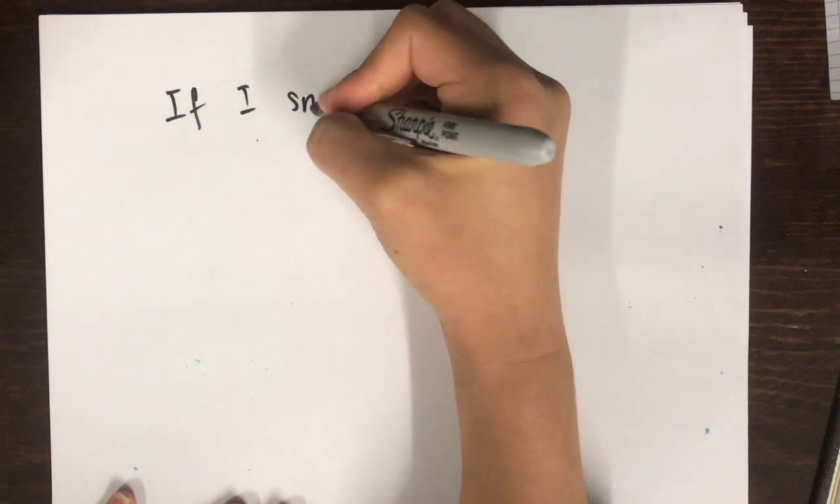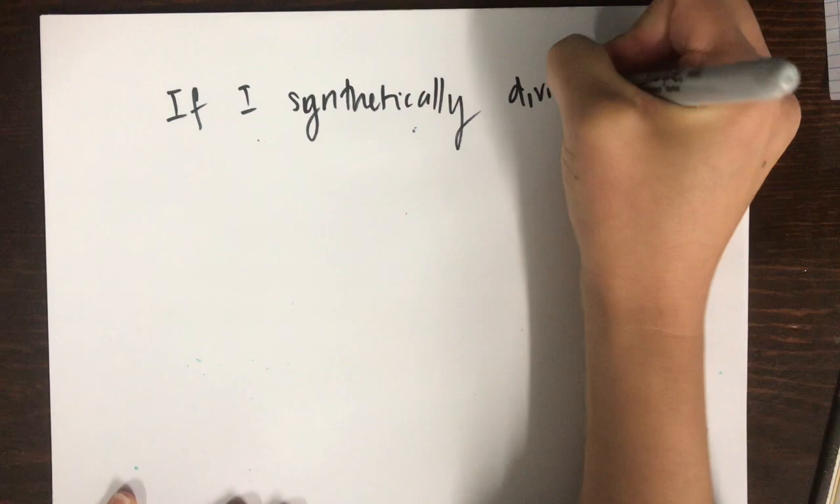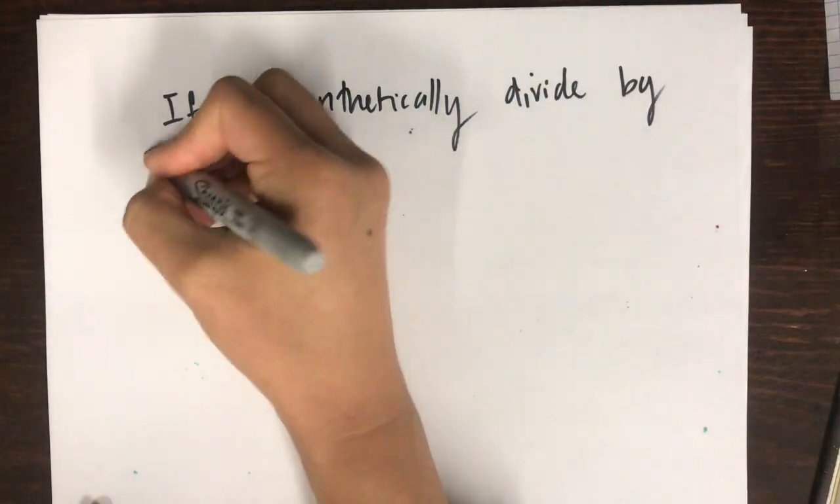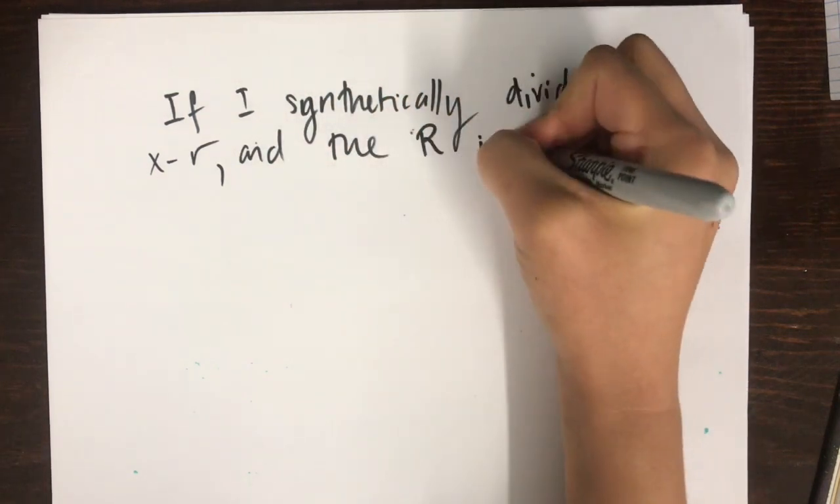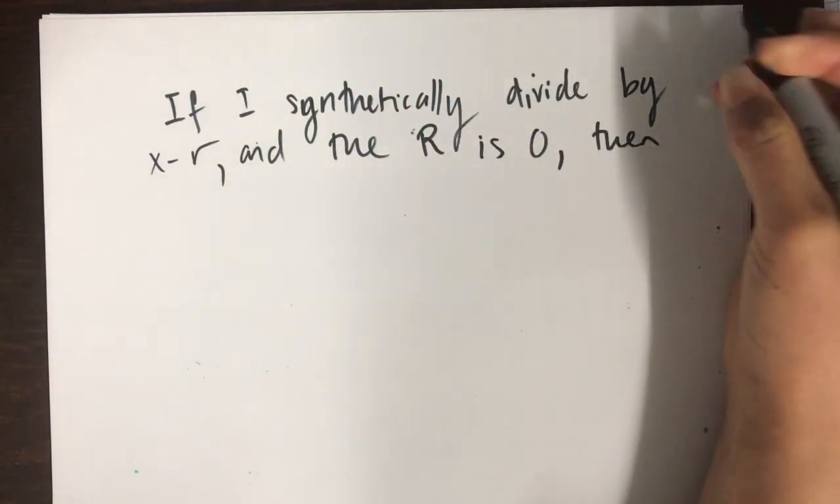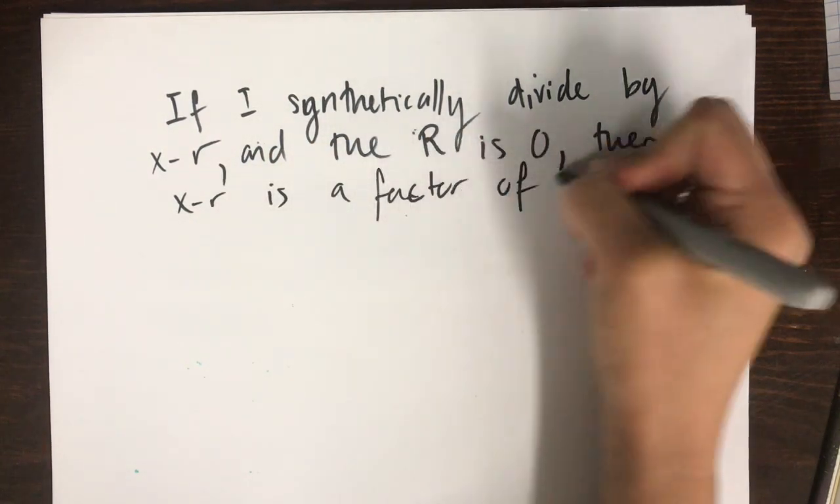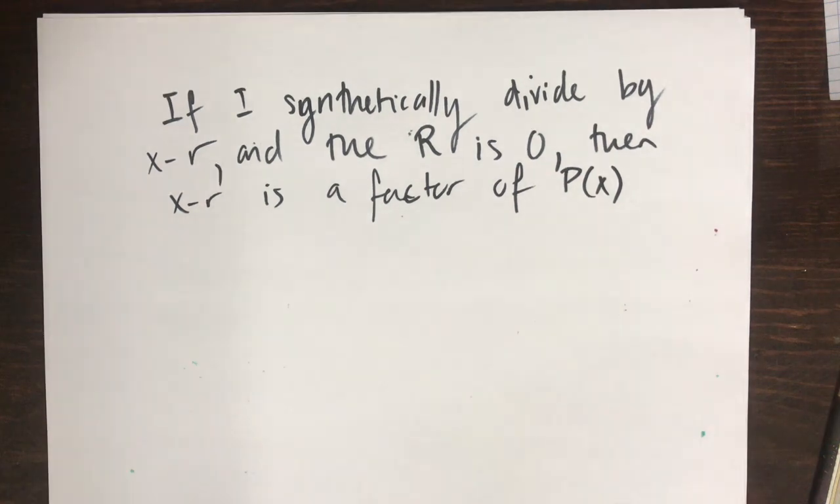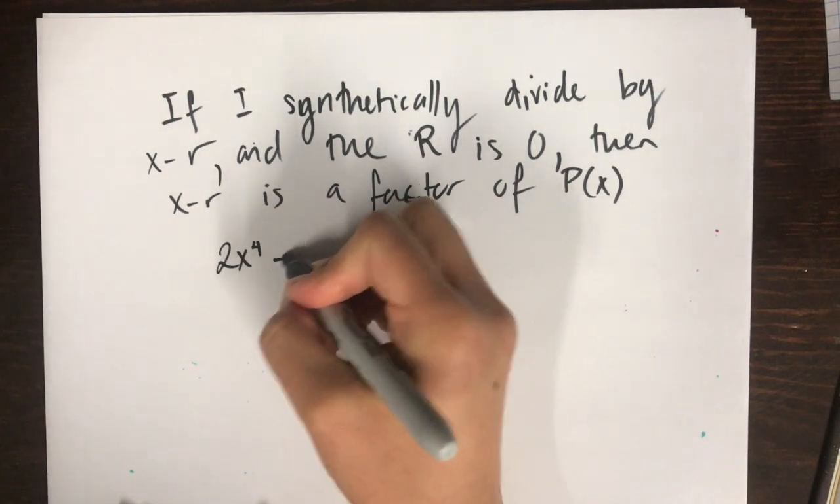So what I'm going to do is combine these two theorems together. If I synthetically divide by x minus r, and the remainder is 0, then x minus r is a factor. Remember that the remainder theorem said that whatever the remainder is when you synthetically divide is the same as if I plugged the value into the polynomial. So if the remainder is 0, then x minus r is a factor of the polynomial.